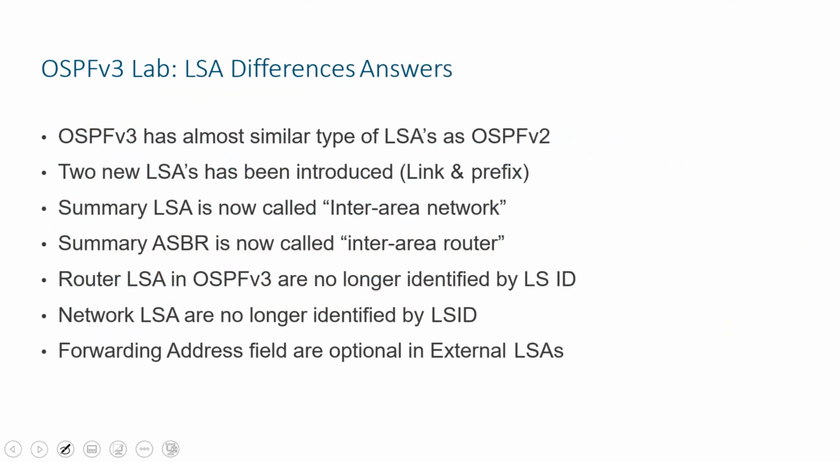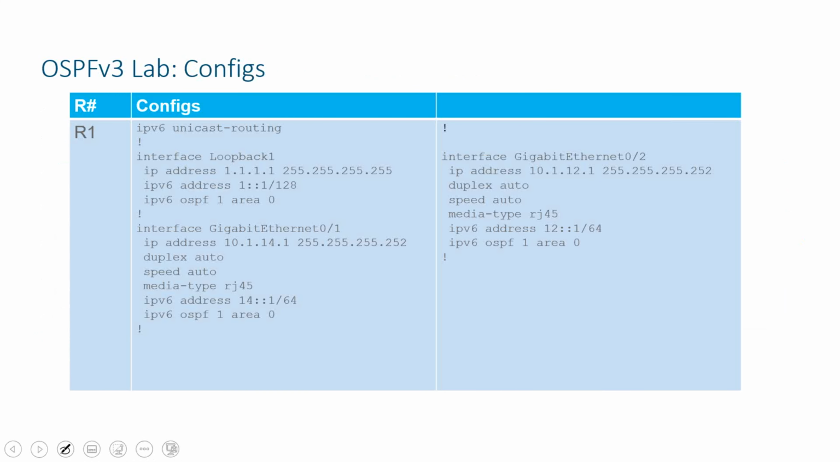Now what's the difference here? OSPFv3 is almost similar, and all the LSA types are almost equal to OSPF version 2. We have two new LSAs, link LSA and prefix LSA. The summary LSA is now called inter-area prefix, and summary ASBR is called inter-area router. Correct. The rest of the things you'll find are very similar. Now, what about the configuration? You can see the configuration. We have 5 routers, so you can see the IPv6 related configuration.